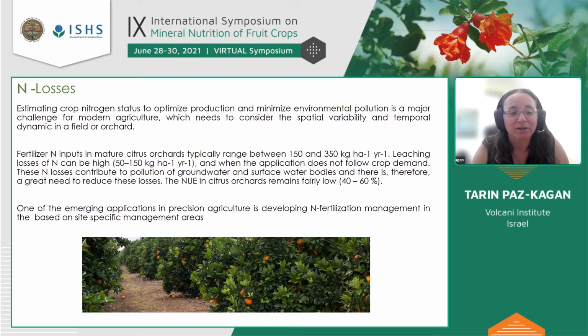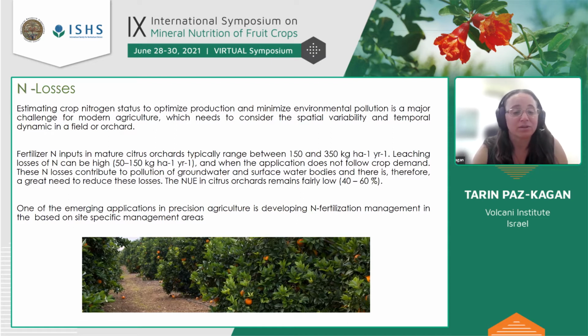When we're talking about the fertilizer input in a mature citrus orchard, it usually ranges between 150 to 350 kilograms per hectare per year, and the leaching is relatively low, ranging between 50 to 150. And the meaning of those losses is usually pollution of groundwater and surface water bodies. Usually the nitrogen use efficiency in citrus is relatively low, between 30 to 60%.